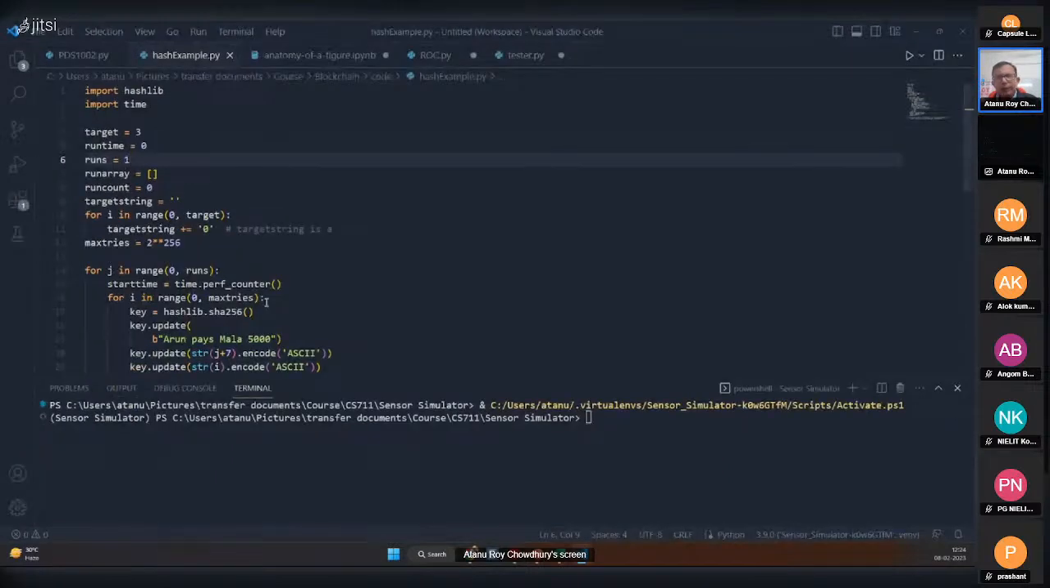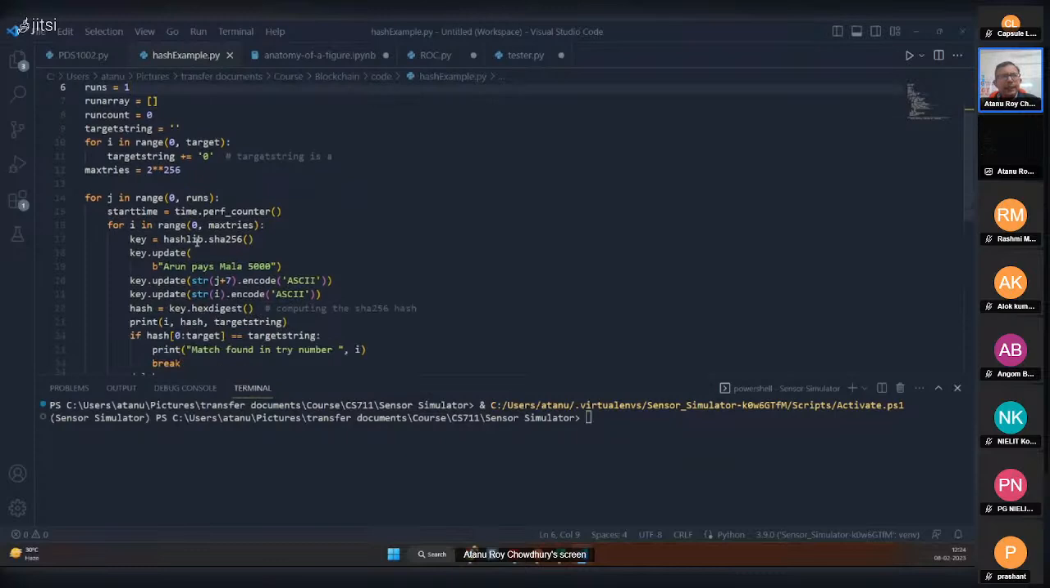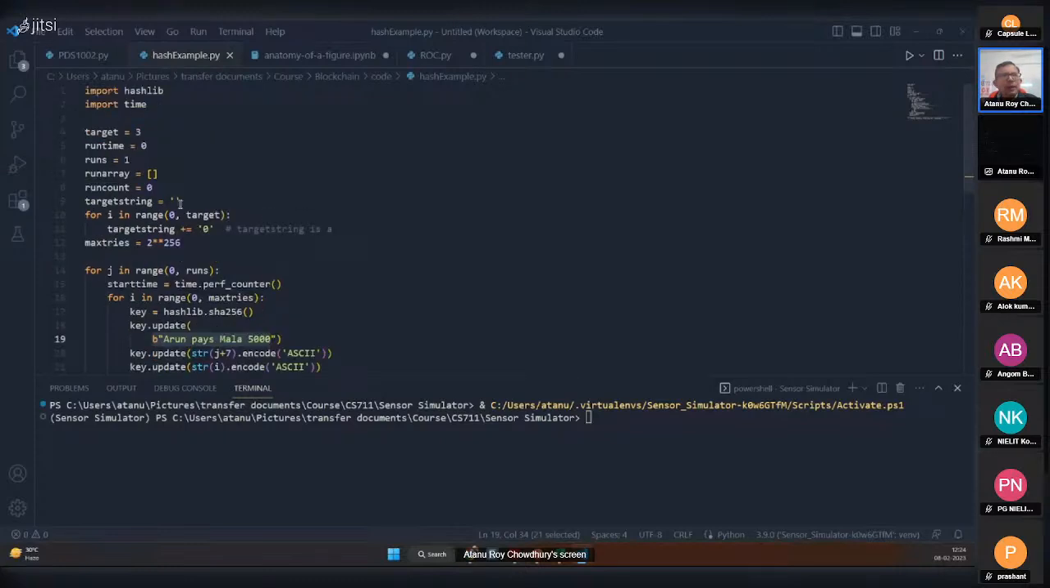What this code is really doing is, because I want to compute those hash functions, I have just used a library called hashlib, which will allow me to compute those SHA values. And I have set up some initialization functions. I have a binary string for saying Arun pays Mala 5,000, and I'm going to compute a hash such that my target string is starting with no zeros. I am going to run this probably 5 times.